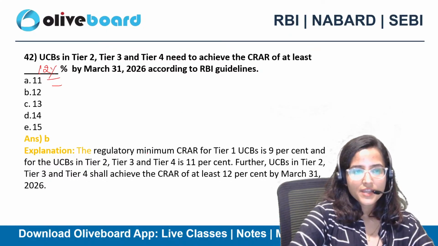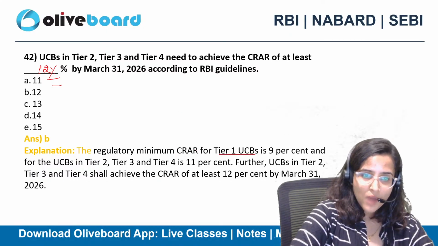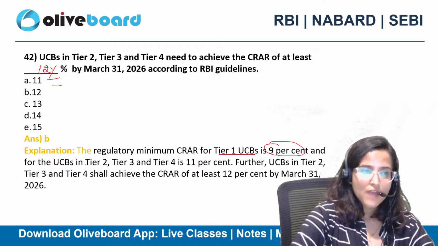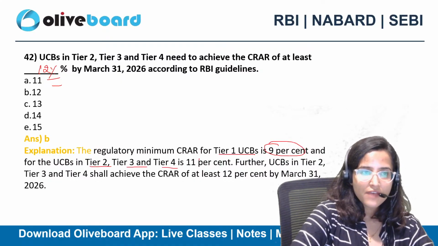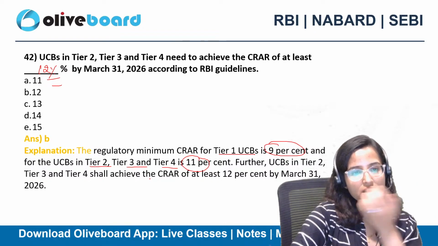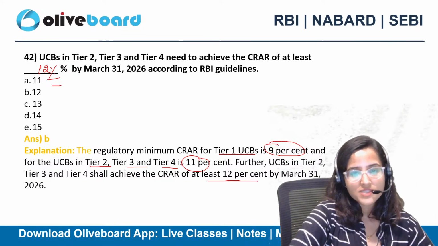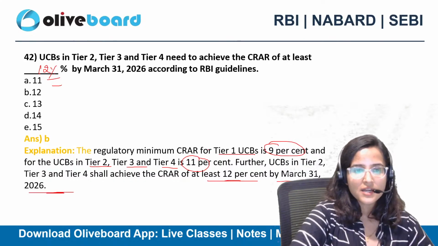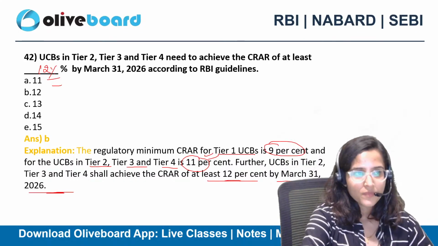Okay, so the regulatory minimum CRAR for tier 1 UCBs is 9%, and for UCBs in tier 2, 3, 4 is 11%. Further, UCBs in tier 2, 3, and 4 shall achieve CRAR of at least 12% by March 31, 2026. Currently, it is 11%.